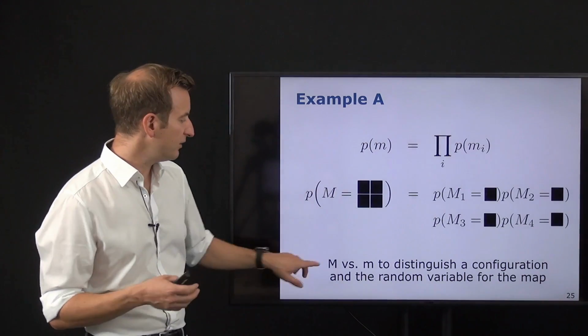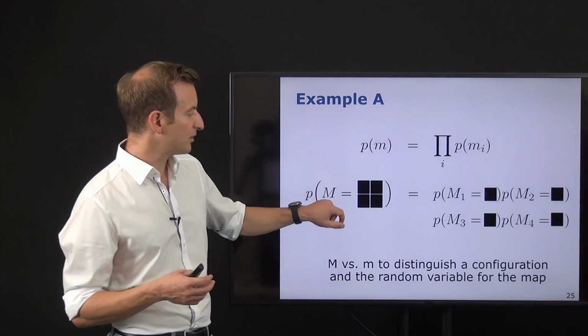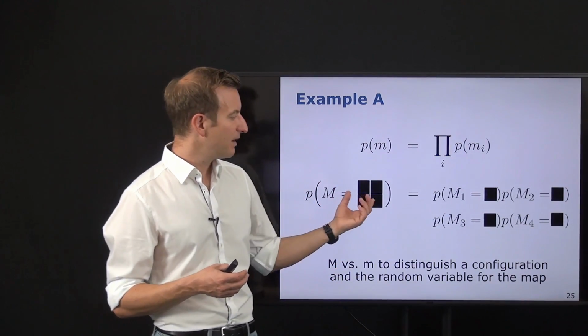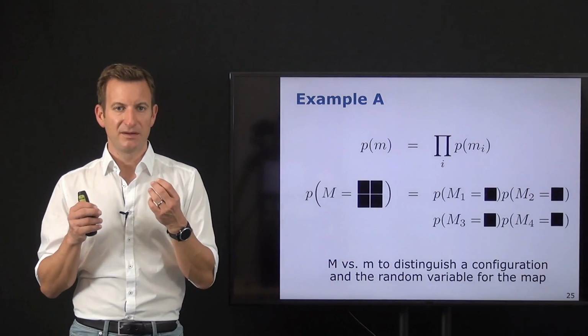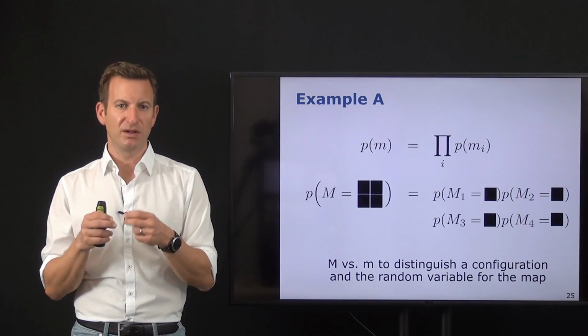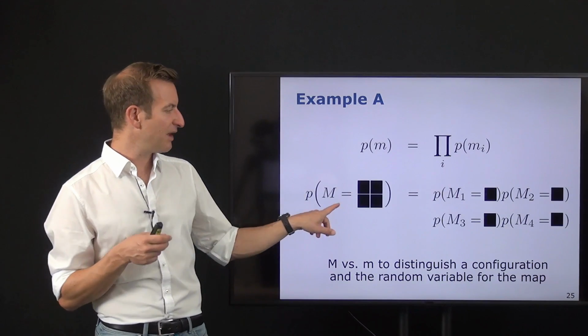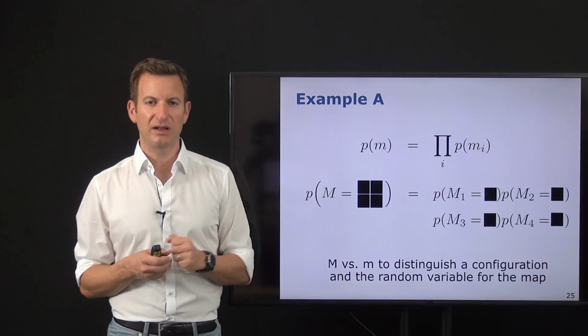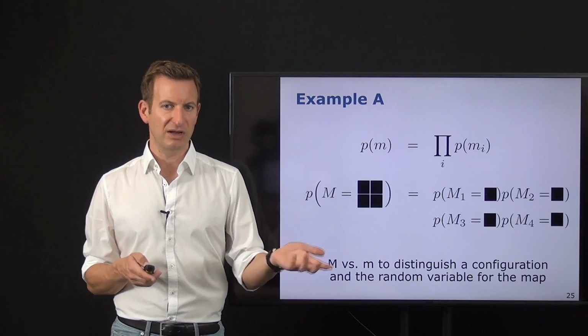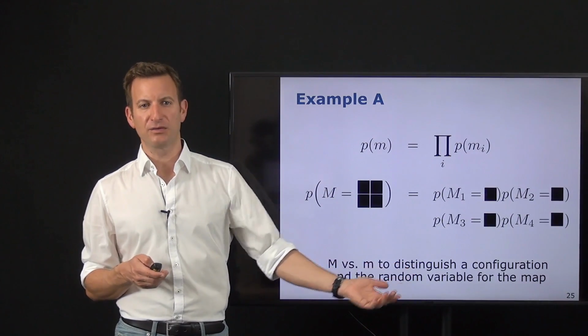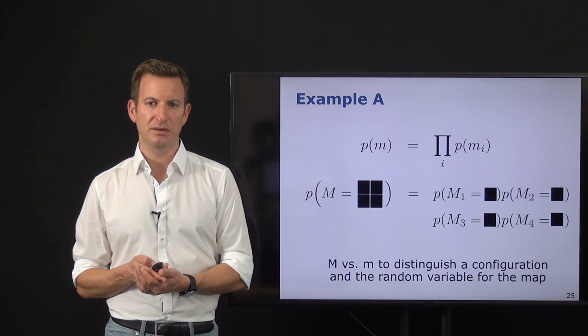Okay? So in here I used capital M versus small m in order to distinguish the random variable from the value itself. So here I'm asking, what's the probability that all those cells are actually occupied? And I can directly take the occupancy probability values from my map and multiply them with each other.